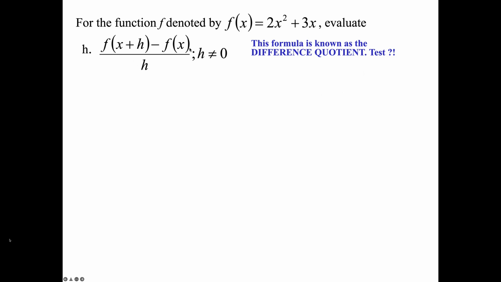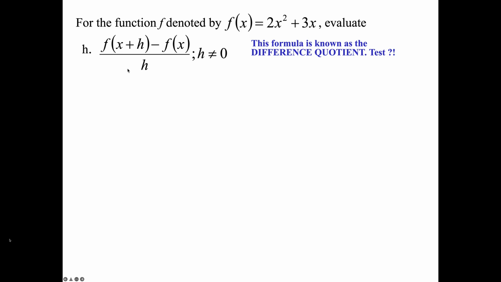It's kind of like a formula. You want to memorize this. Doesn't matter if they give you g of x or h of x. It's f of x plus h minus f of x all over h. Now, why is there h cannot equal 0? Because you can't have 0 in the denominator. That would be an undefined value.